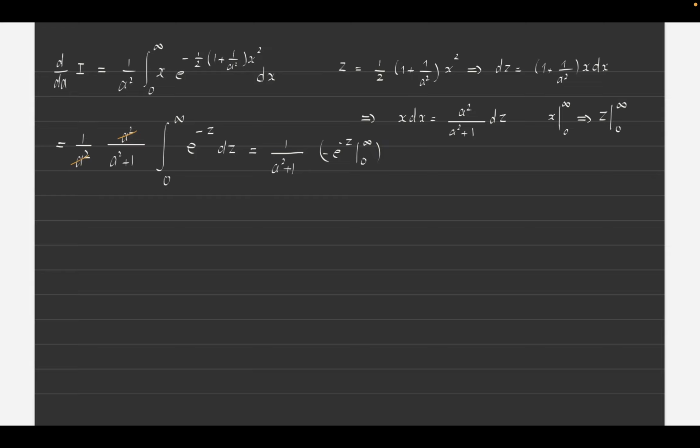If I put infinity, it becomes 0. If I put 0, it becomes 1. So finally it becomes 1 over a squared plus 1. So what I got is that dA of I is very simple, 1 over a squared plus 1. Yes, this is what we have.